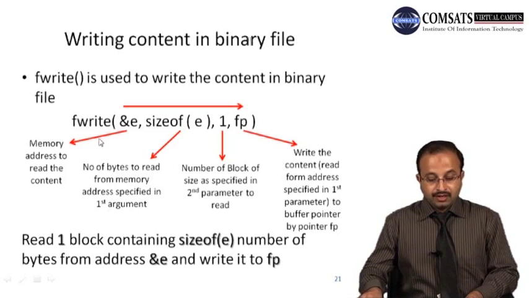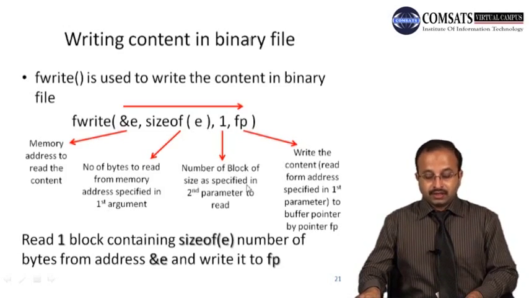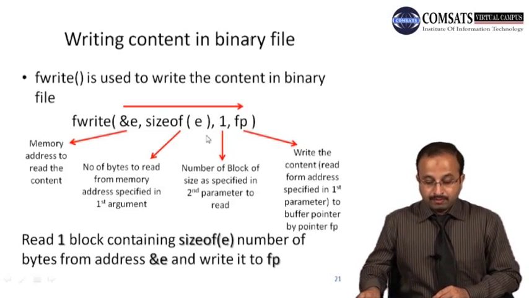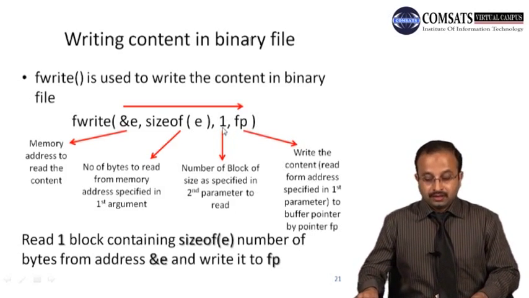यहाँ से कितने bytes read करने, that will be told by the second parameter, and the number of block of size as specified in the second parameter to read. इस तरह के कितने ब्लॉक रीड करने, इस साइज के जो सेकंड आर्गुमेंट में आप बता रहे हैं उस तरह के कितने ब्लॉक्स रीड करने हैं, उस तरह के आपने वन ब्लॉक रीड करना है, ठीक है. And where to write the content, to the buffer pointed by a pointer fp. So write the content, read from address specified in the first parameter.